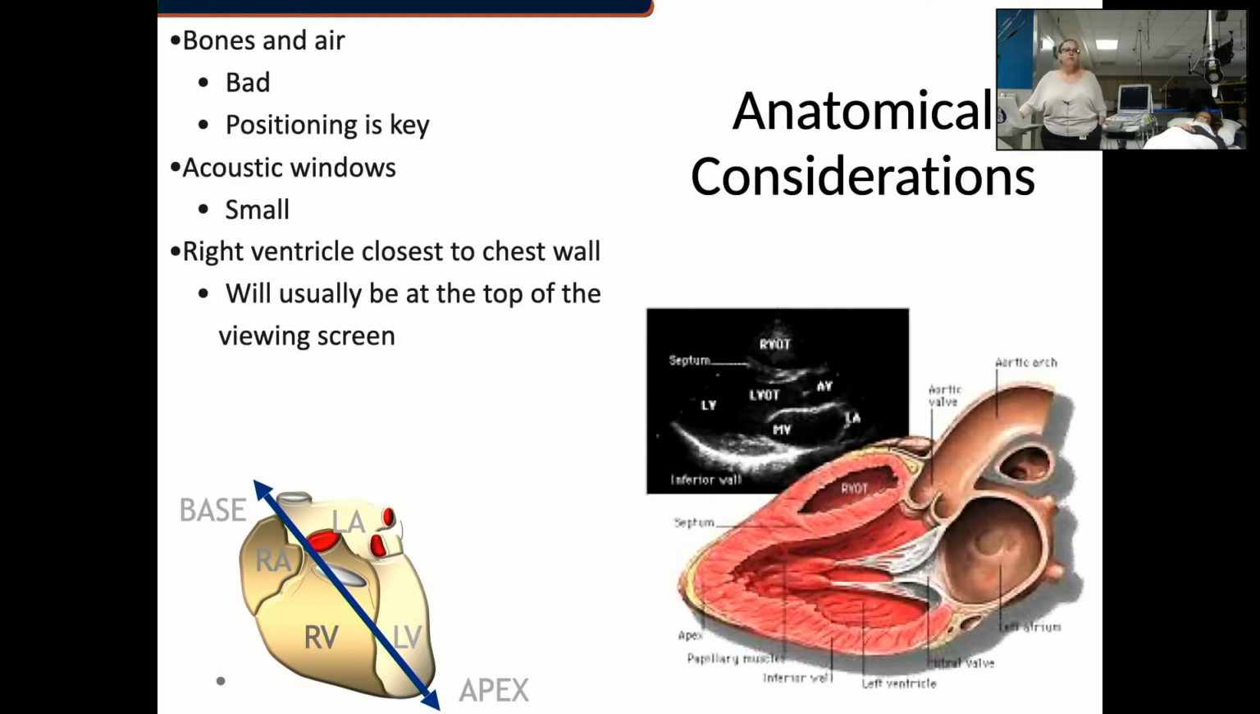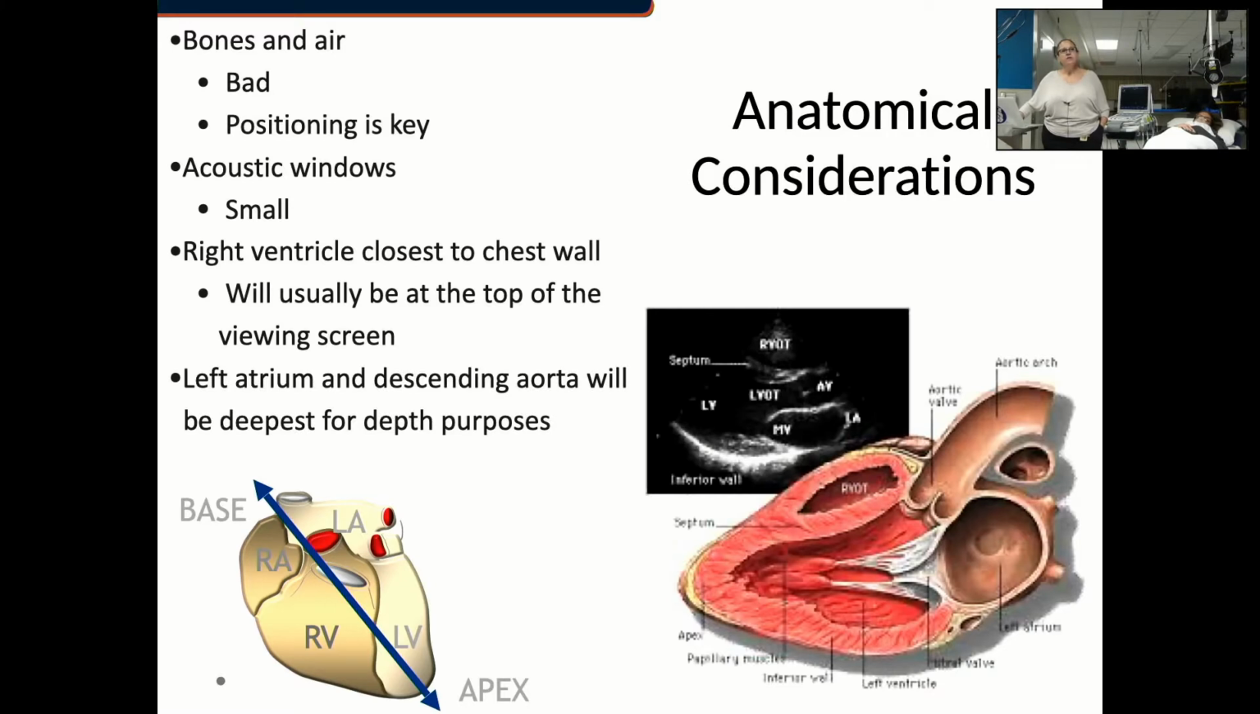And then remember your anatomy. The right ventricle is most anterior, and it'll be near the top of your screen, and the left atrium and the descending aorta sit the deepest in the body, and those will provide very good benchmarks for you deciding if your depth is appropriate.